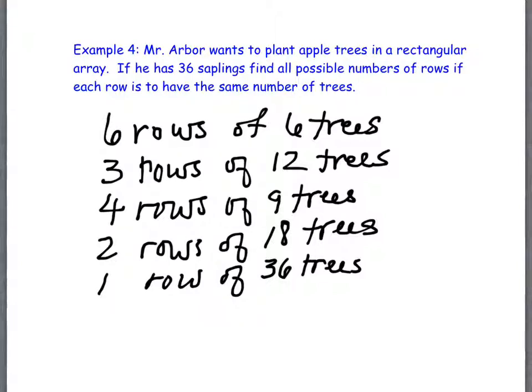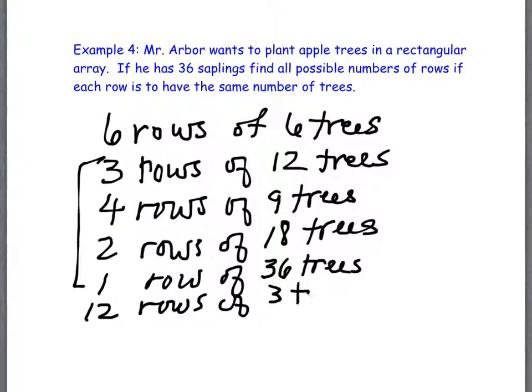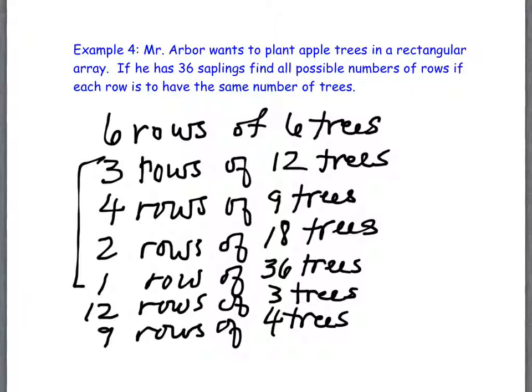There are 4 more options. Can't you do them all like reverse? Yes, you can. Very good, Hannah. We can reverse every single one, except the first one. I mean, right, 6 rows of 6 trees is the same if I reverse it. So I can't reverse that one. But I can take all 4 of these and I could reverse them. So I could say, what? 12 rows of 3 trees. What's next? 9 rows of 4 trees.